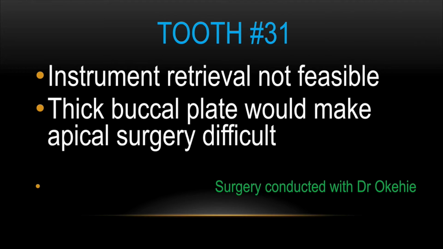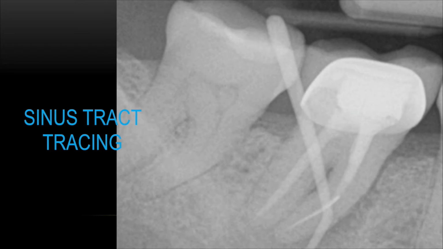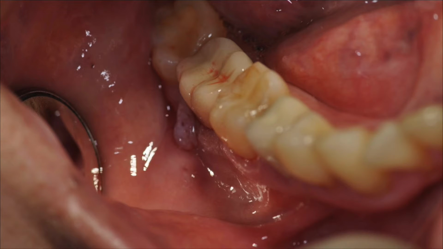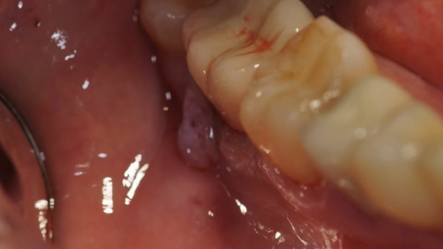In this case, we determined that instrument retrieval was not going to be feasible, based on where it is and the amount of tooth structure we would be removing trying to retrieve it. And the thick buccal plate in this area was going to make the apical surgery very difficult to perform. As with any other sinus tract that presents in endodontics, we trace it with gutta percha, so we're 100% sure of where that lesion is coming from. This intraoral picture shows the sinus tract off of the buccal, how big it was, and that's where we did our sinus tract tracing.